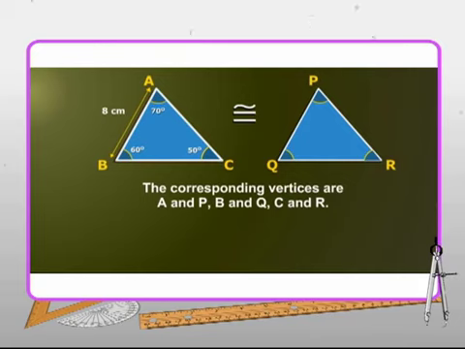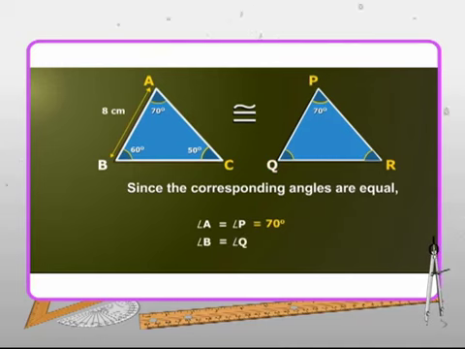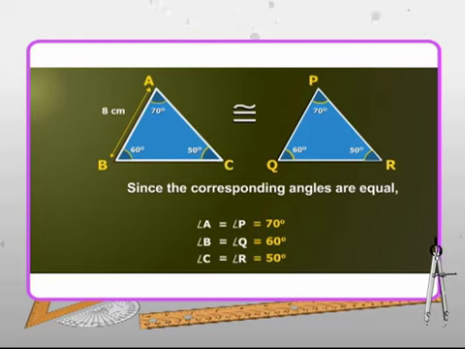Moving on, we can see that the corresponding vertices of the given triangles are A and P, B and Q, and C and R. Let's now find out the measures of angles P, Q, and R. Since the corresponding angles are equal, angle A is equal to angle P, which is equal to 70 degrees. Angle B is equal to angle Q, which is equal to 60 degrees. Angle C is equal to angle R, which is equal to 50 degrees.